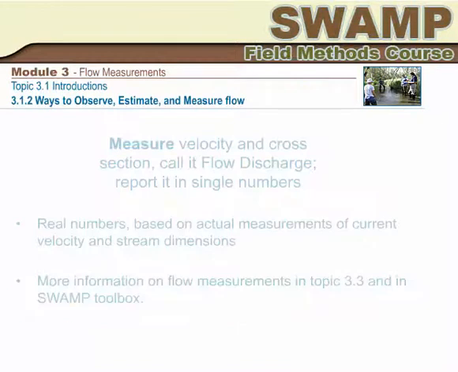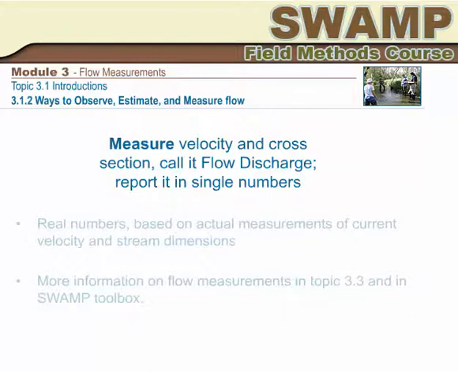The third option is to actually measure the volume, velocity, channel dimensions, stage, or any of the other characteristics required to compute the volume that passes through per unit time. The results of flow discharge measurements are given in numbers, volume per unit time, but each one is generated using actual measurements of the needed characteristics, with the known range of error around it.